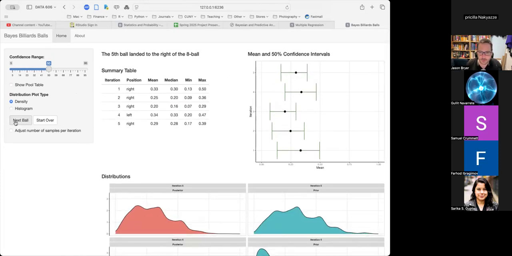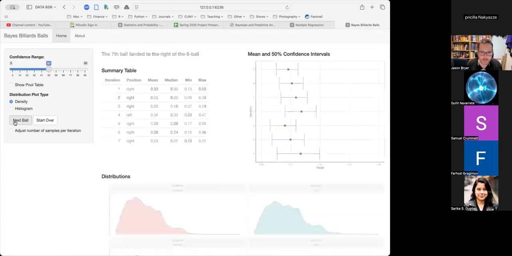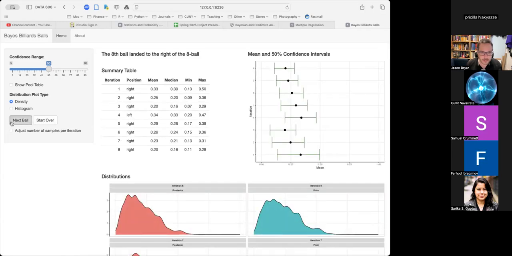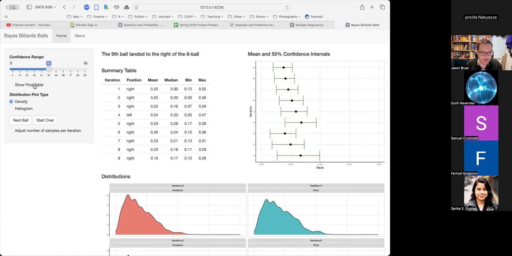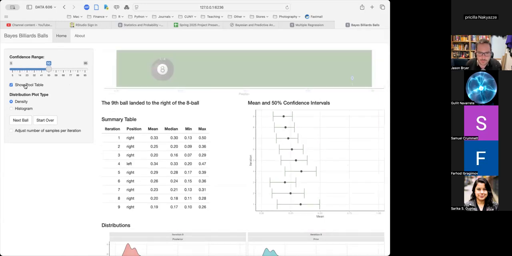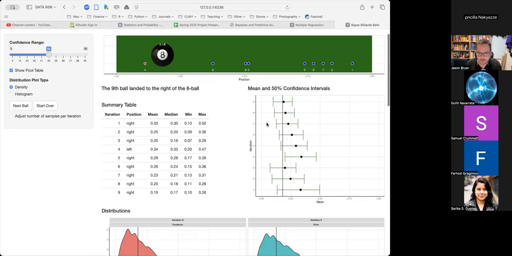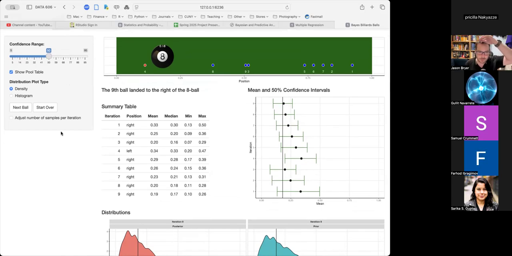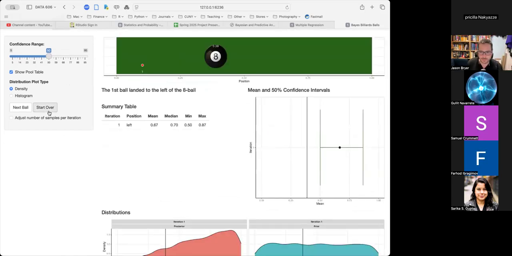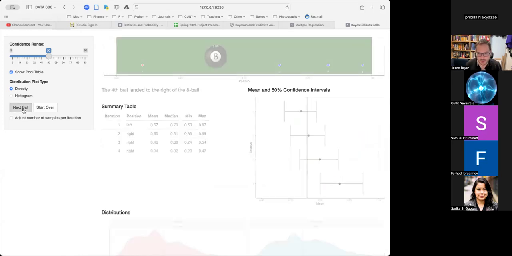I'll just do this a few more times, maybe 10 times. You can see I got one left and a whole bunch of rights, and you can see it honing in. At some point I can actually show where the 8 ball landed, at position 0.18. That was at the fourth iteration, this red one, and the rest landed to the right. So you can see I captured it pretty quickly. That's another key advantage of Bayesian methods: they work generally well with small sample sizes, so we can capture things pretty well. You could start this over and run it, and see where it is at the beginning if you wish.